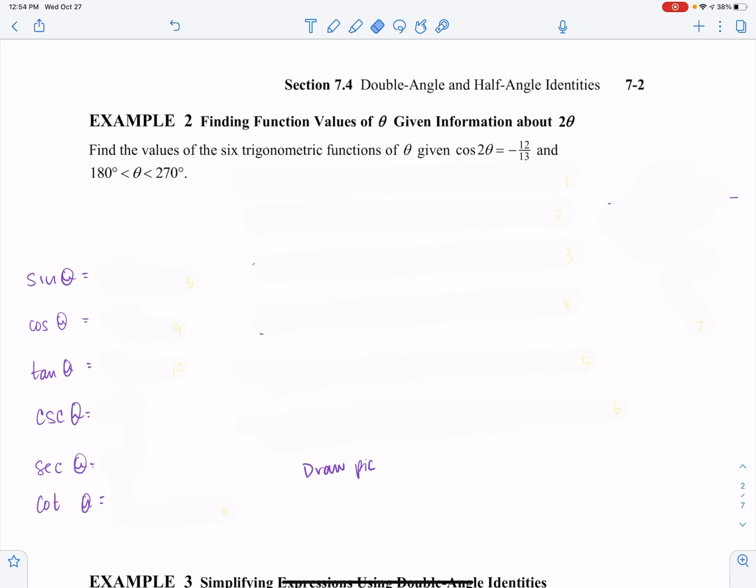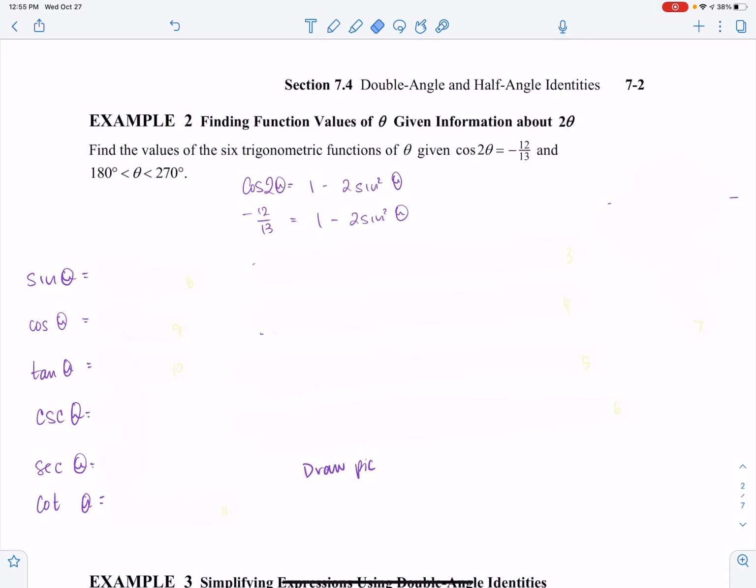On this one, I would suggest using one of the identities that only has one trig function in it. So either the 2 cosine squared minus 1 or the 1 minus 2 sine squared. It just gets a little bit trickier if you use both the sine squared and the cosine squared. Well, once I have the identity written down, in for cosine double angle, I can substitute negative 12/13.